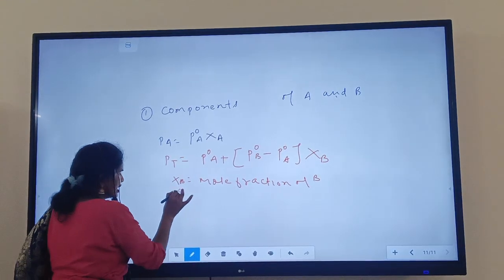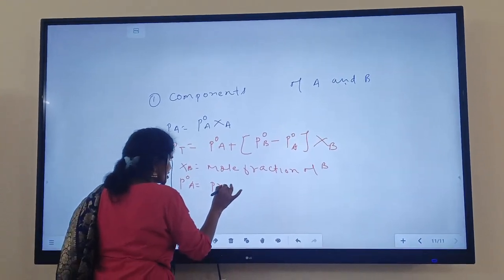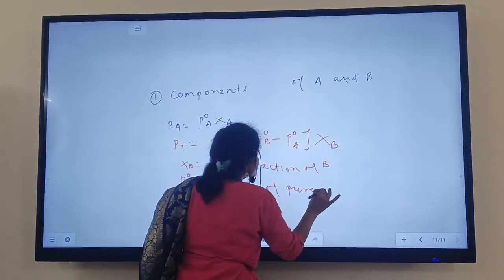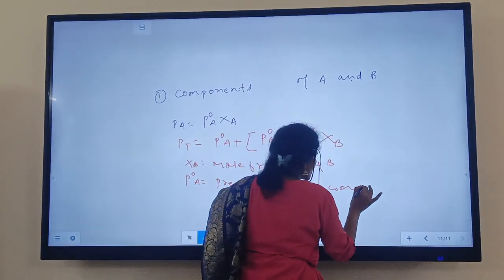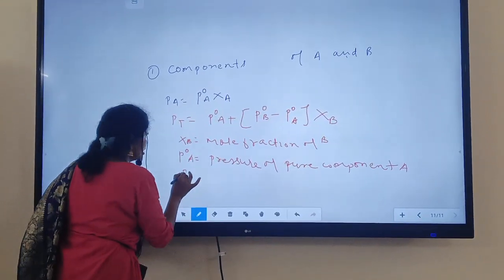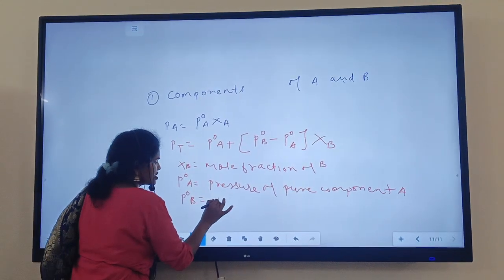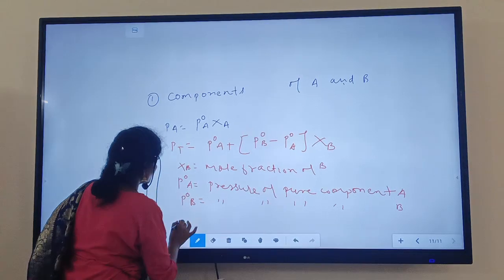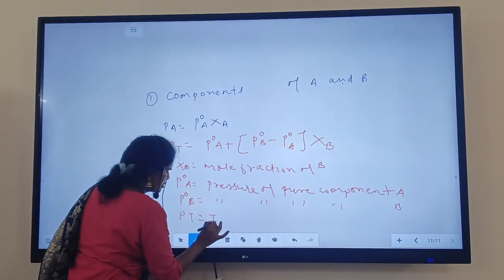What is P naught A? Pressure of pure component A. What is P naught B? Pressure of pure component B. P total is the total pressure given.